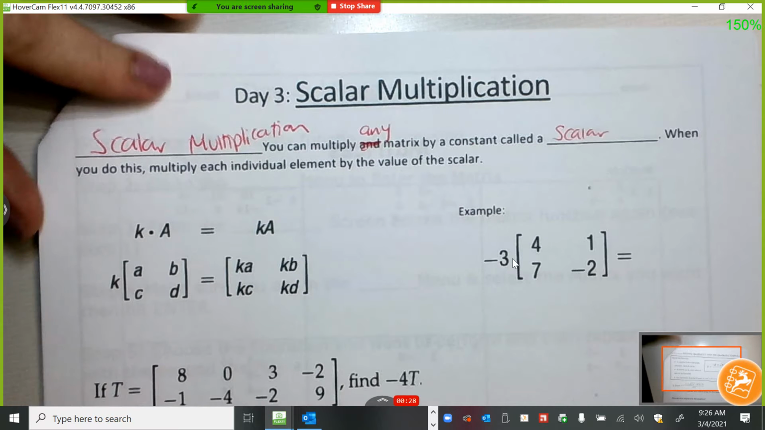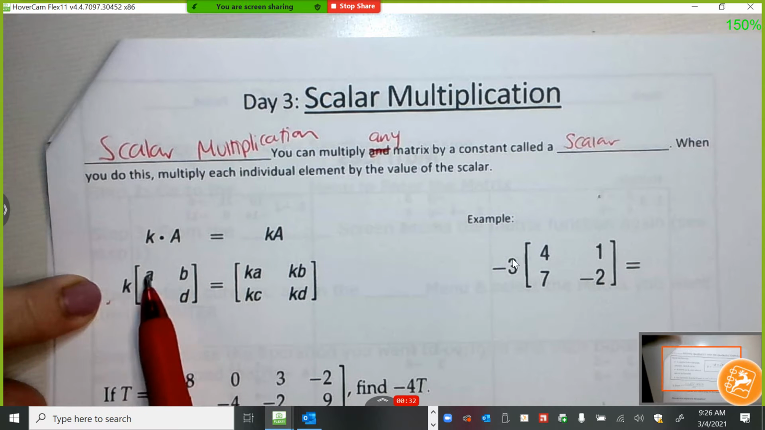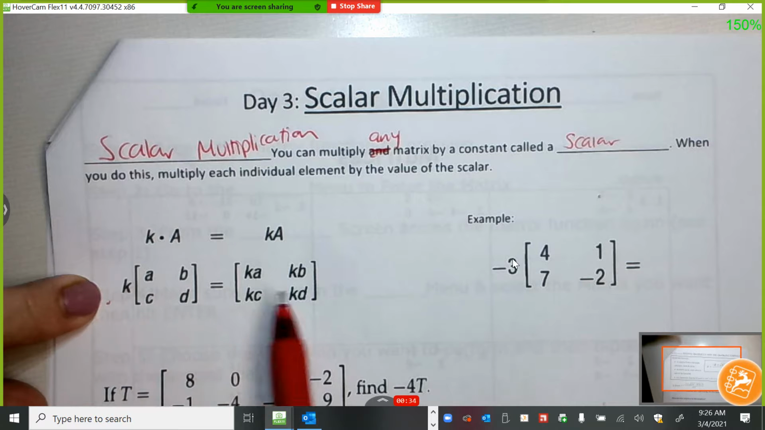Okay, so if you look, if we did K times this matrix, it's just K times A, K times B, K times C, K times D. Did y'all see that?